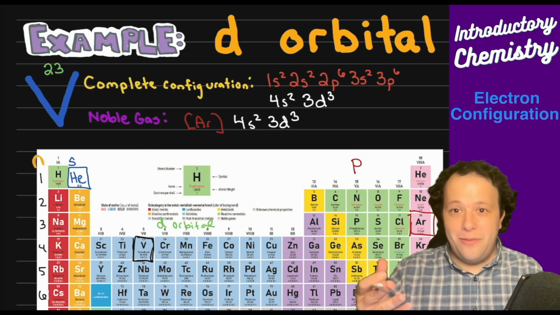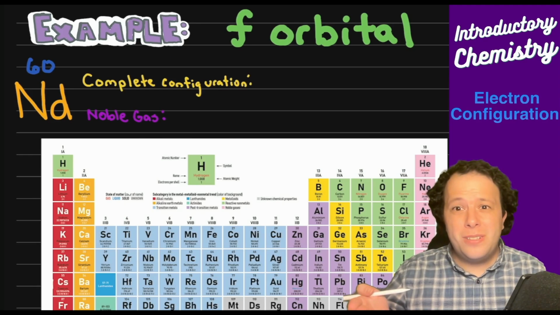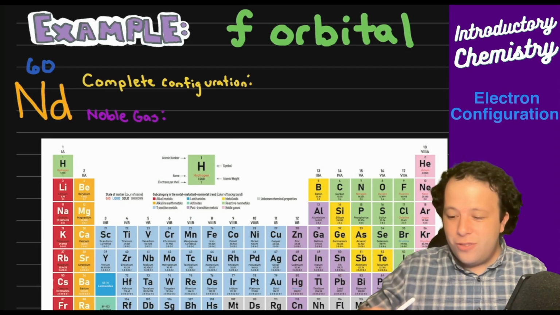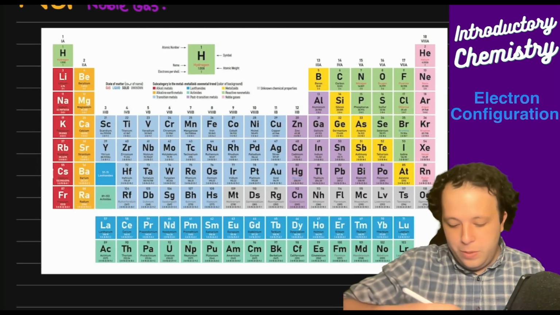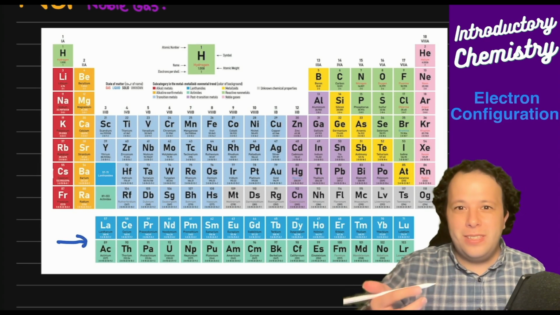Let's do an f orbital example. Okay, with an f orbital example, this is a tougher problem. Exactly what do we have to do while going through this? We have to find neodymium, Nd. So let's try to find it. Now the f orbitals are always down here at the bottom of the periodic table. So it's like this extra little piece.